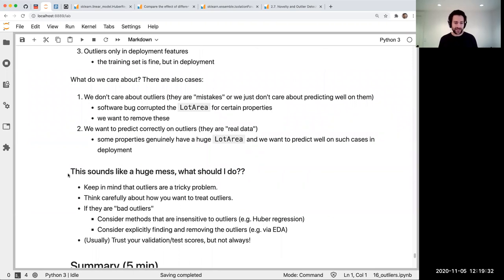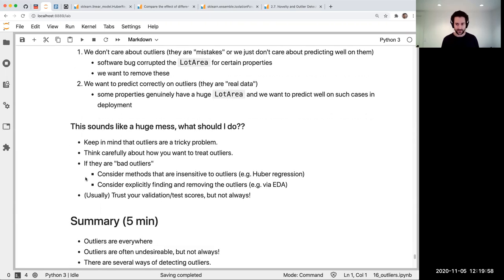My take home for you here is I want you to have this on your mind all the time. I want you to have in your mind the distinction between outliers in X, outliers in Y, outliers in train, outliers in deploy. And even just having this on your radar will make me very happy, compared to you all going out into the world not thinking about this whatsoever. So that's that.